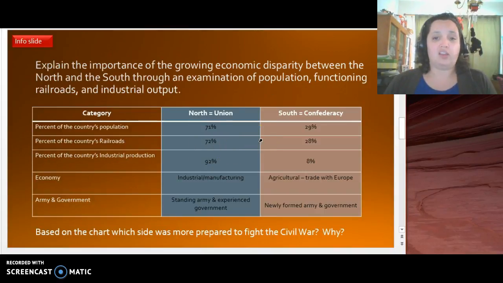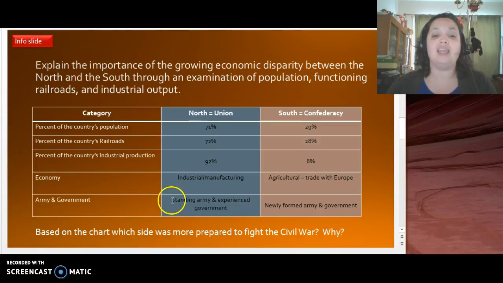Now I want you to take a look at this chart, and I want you to look at these categories, the percent of the country's population. One of the questions is, at the beginning of the war, which side was more prepared to fight? So you've got the North with 71% of the country's population, and the South, also called the Confederacy, with 29% of the country's population. And basically, as you look down this chart, you can see that the North has more railroads, more industry, they have an industrial or manufacturing economy, but this is so key right here, guys.